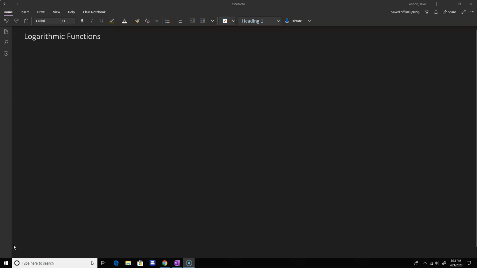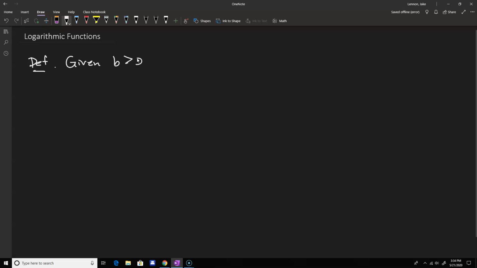Hello everyone, so in this section we want to review the inverse of exponential functions, logarithmic functions. So let's start with a definition. Again, for every base of exponential functions, there is a specific inverse logarithmic function. So we're going to start off with given a base greater than 0, similar to the way that we did for exponential functions. And also b cannot be equal to 1, but I'm just not going to write that down.